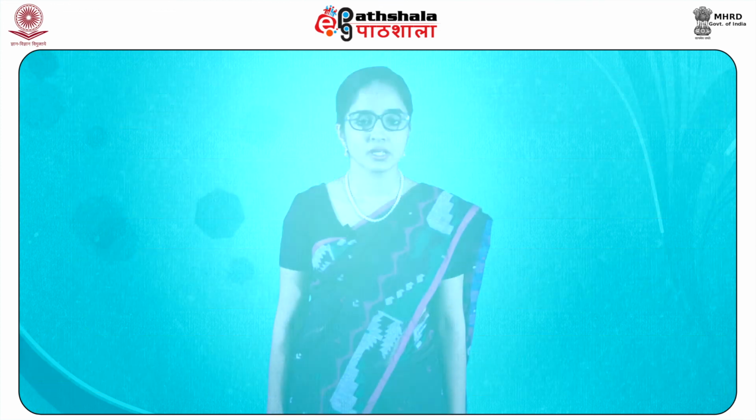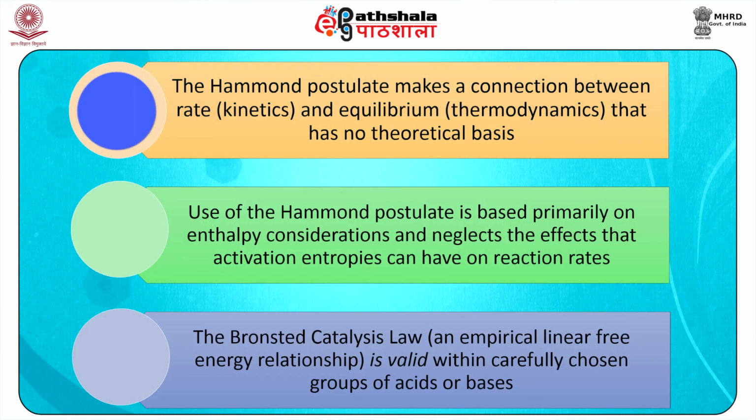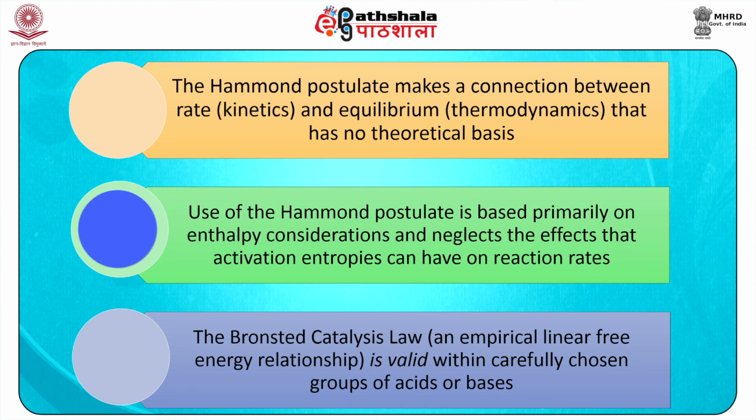Now, there are some limitations of Hammond's postulate. They are: Hammond's postulate makes a connection between the rate, that is kinetics of a reaction, and equilibrium, that is thermodynamics, which has no theoretical basis. Second, the use of Hammond's postulate is based primarily on enthalpy considerations and it neglects the effects that activation entropies can have on reaction rates. Third, the Bronsted catalysis law, which is an empirical linear free energy relationship law, is valid within carefully chosen groups of acids or bases only.